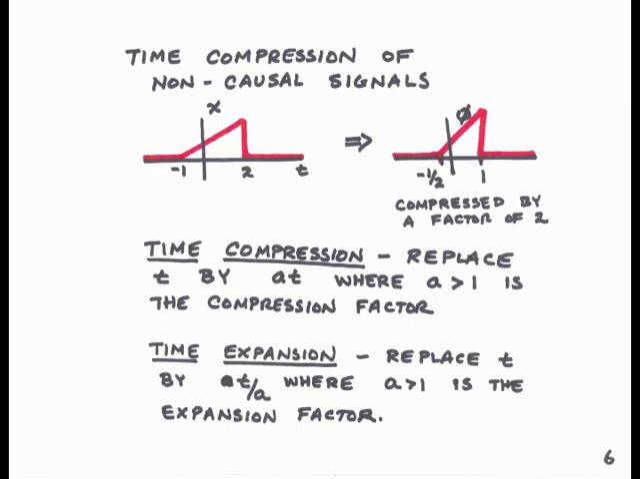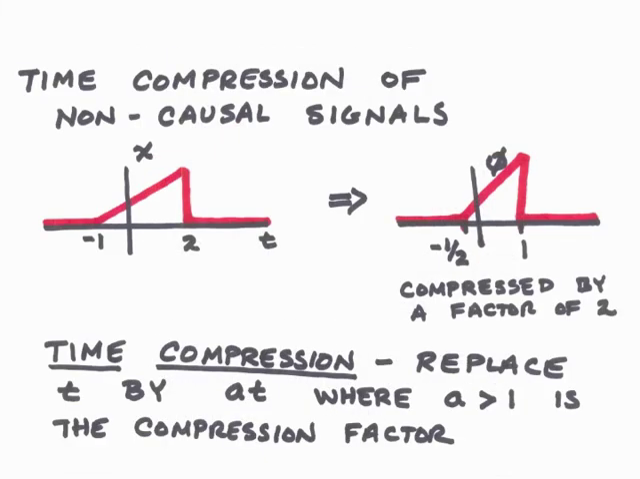So now let's look at time compression for a signal that is non-zero for both positive and negative values of time. Such signals are called non-causal signals. So here in this example you see x. It extends from -1 to 2 on the time axis, and it's that region where it has non-zero values.